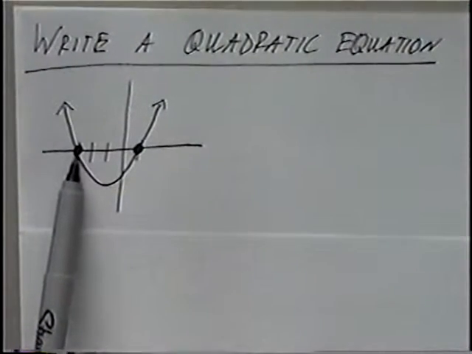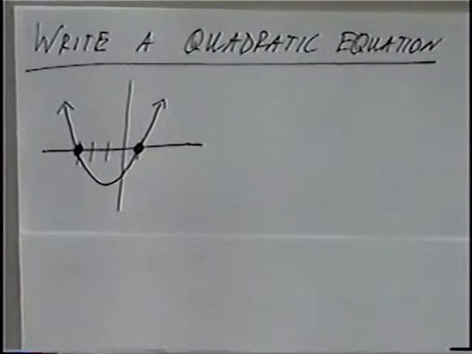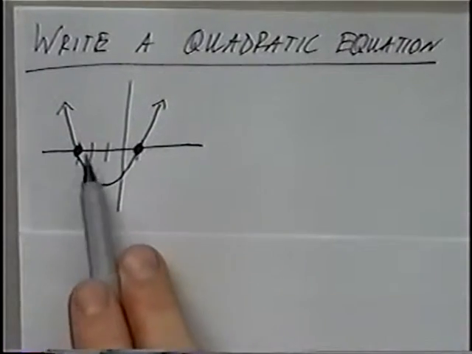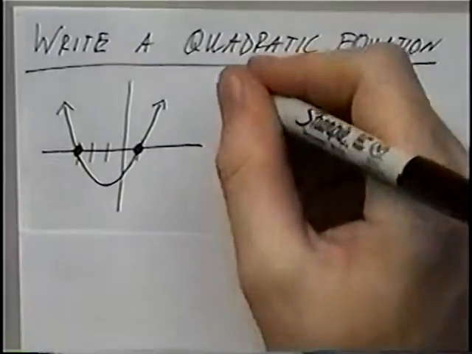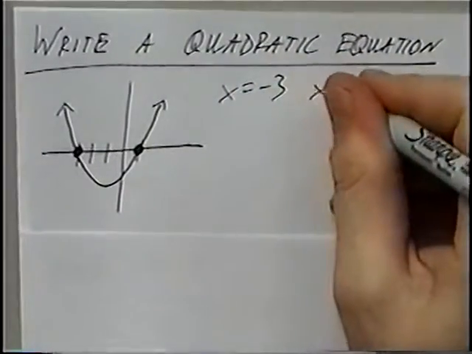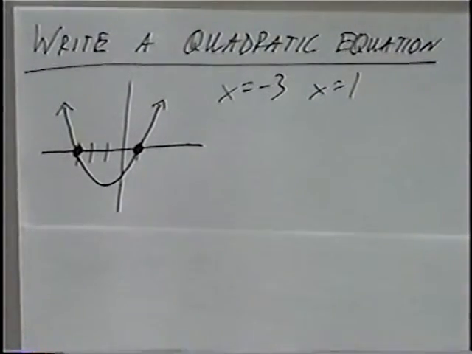The first point is at -3 on the x-axis, and the second point is at +1 on the x-axis. The 2 points where the parabola crosses the x-axis are the solutions to this graph. So the solutions are x equals -3 and x equals 1. Taking these two values, we can write the quadratic equation.